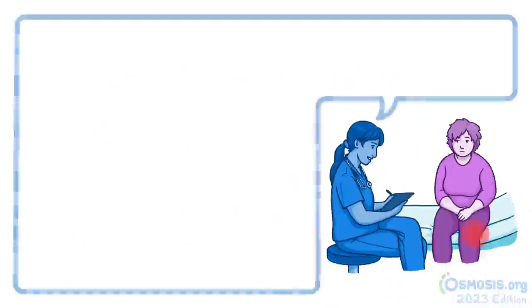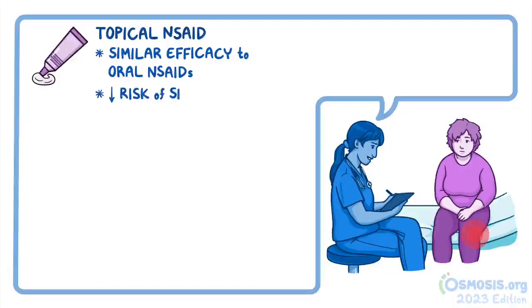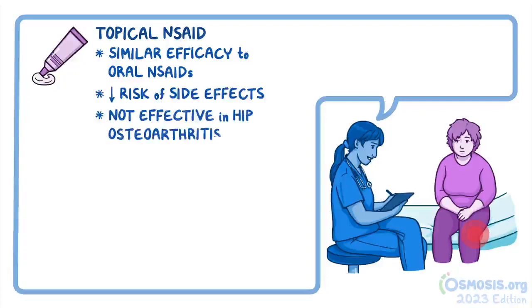If your patient has osteoarthritis of the knee, prescribe a topical NSAID for pain reduction. Topical NSAIDs have similar efficacy to oral NSAIDs, but don't carry the same risk of side effects. Keep in mind, topical NSAIDs are not effective in people with hip osteoarthritis due to the location and depth of the joint.